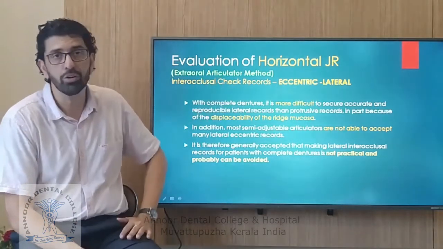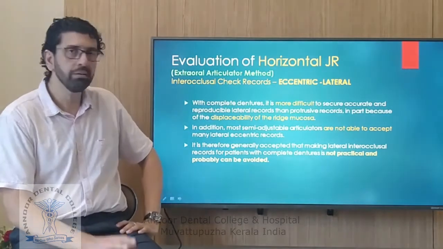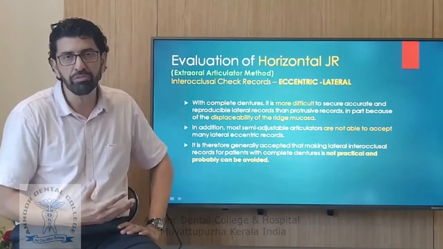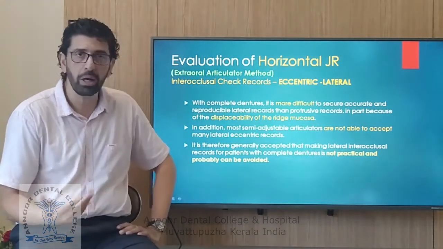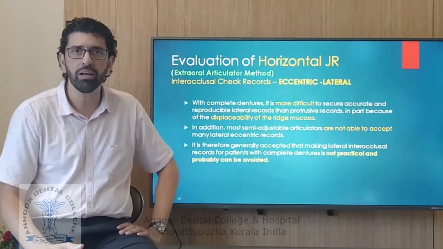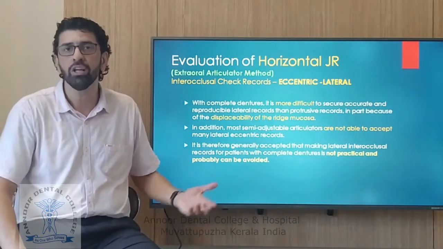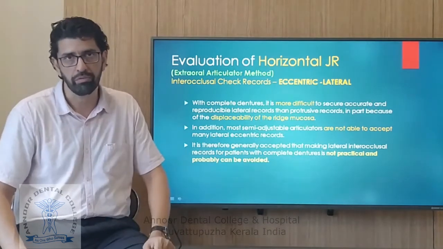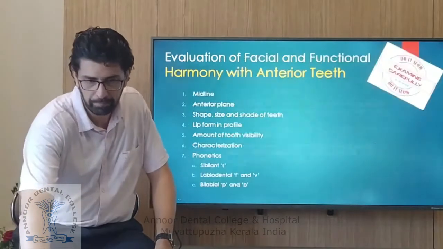So in eccentric records or lateral records for the horizontal jaw relation, honestly, the displaceability of the mucosa is a big problem. Because of this, it's very difficult to get accurate lateral records. Again, most articulators don't accept a lateral record, and for this reason, honestly, I feel, and the authors of many books say, it's not practical and probably not even needed to do lateral records for complete denture prosthodontics when you're doing a verification. In some situations maybe, but most of the time not really necessary.